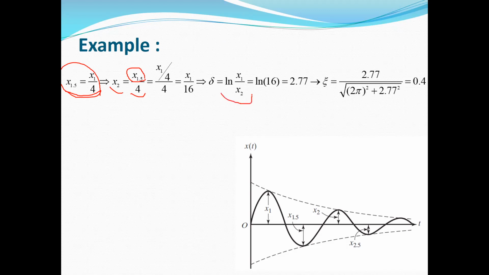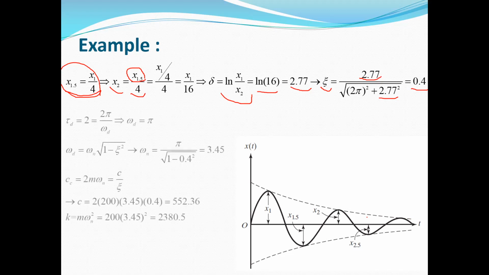If you substitute into the equation for the logarithmic decrement, you can obtain that delta is equal to ln of 16, which is equal to 2.77. And you can substitute for the damping ratio into the equation as a function of delta. We have delta, which is 2.7. You can substitute, and finally the damping ratio zeta is equal to 0.4. As you can see, it's less than 1 for an underdamped system, and from the response you can see that this is an underdamped system.